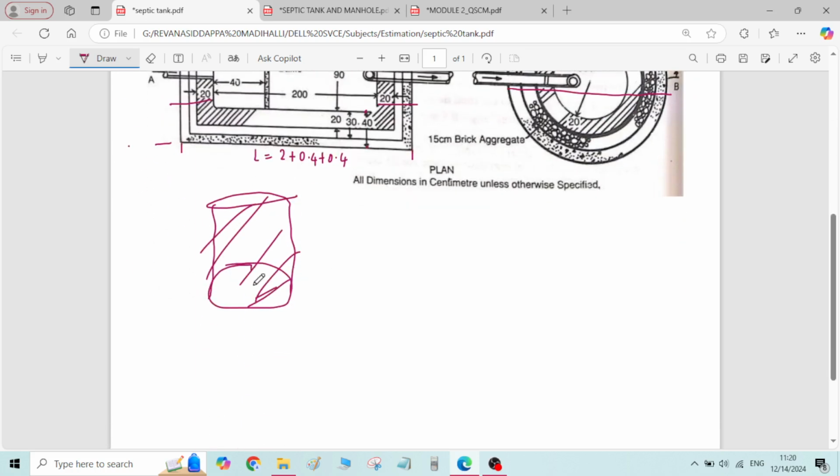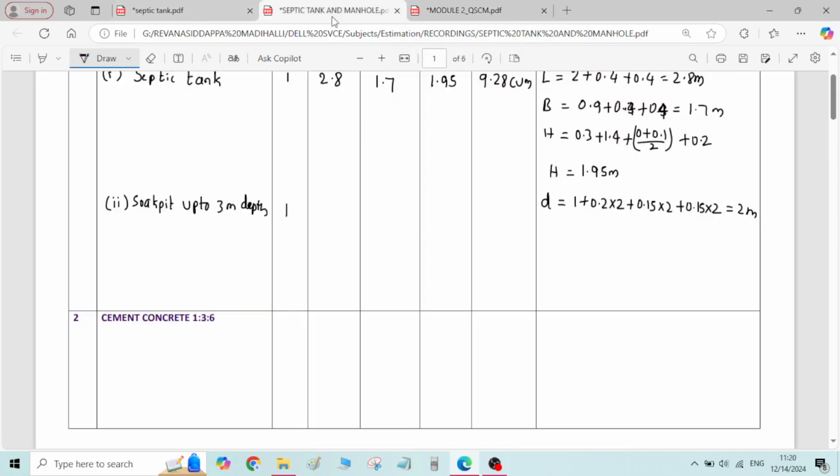Knowing the diameter, you can find the area. Cross sectional area multiplied by height will give total volume of the excavation. So pi d square by 4 is the formula for area of the circle. Pi into 2 square by 4 will give cross sectional area. Here we will not take width. Directly we are calculating the cross sectional area of the circle multiplied by its height, which will give volume.